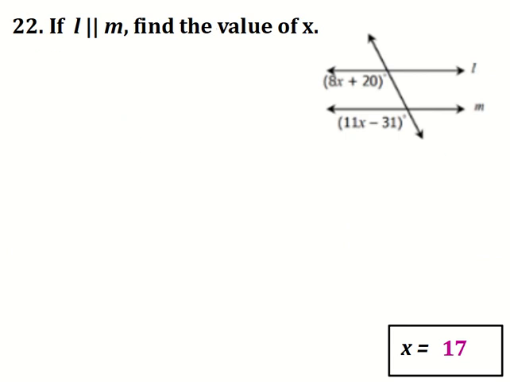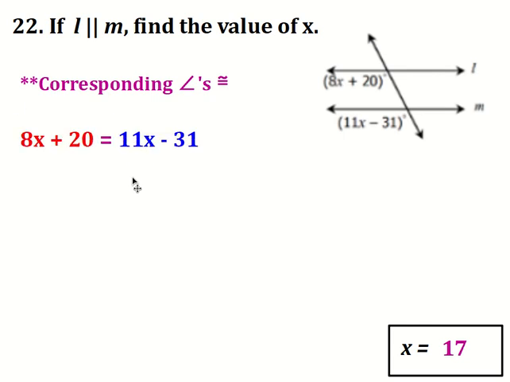22, if line L is parallel to line M, find the value of x. So using those same angle relationships that we were just talking about, we're going to start solving some problems. These two are on the same spot but different lines. These are going to be your corresponding angles, and corresponding angles are congruent.